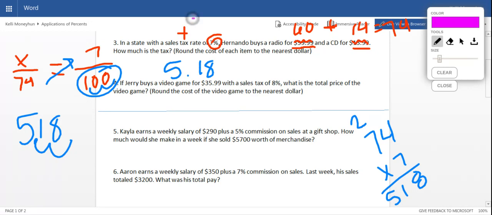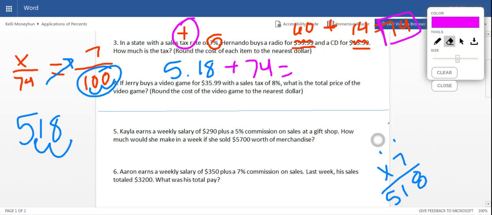Okay. Tax means to add. Okay. So this is my tax and I'm going to add it to my total. My total was these $74 that I found. Okay. So go ahead. Let's add that. Y'all add it and then see if I get the right answer.